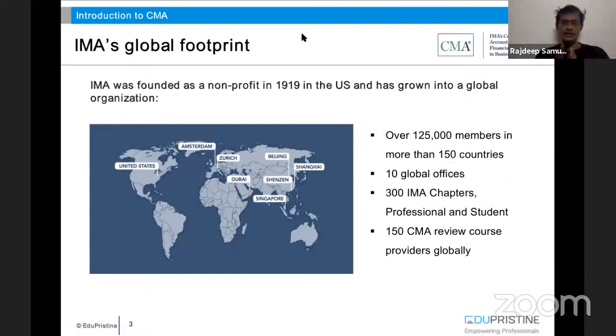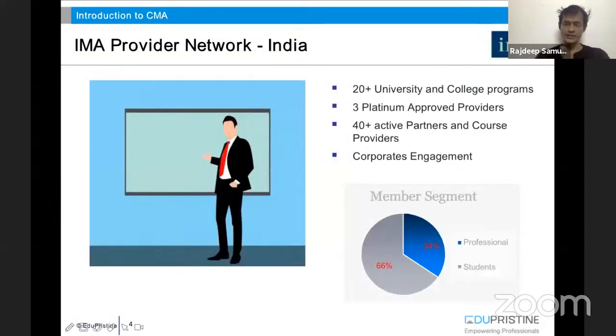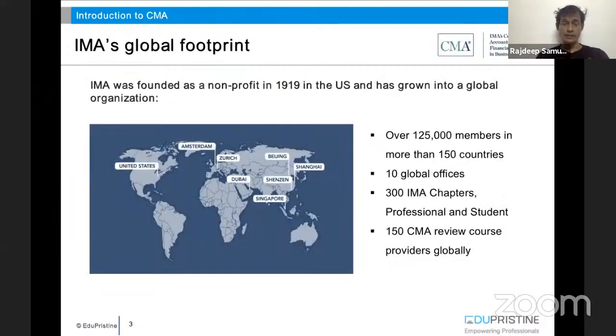Now, CMA obviously is an exam by the IMA, the Institute of Management Accountants. It was founded as a non-profit organization in the US. A quick background of what the degree is and where it comes from. Obviously, it has alliances with the US. 125,000 members in over 150 countries, 10 global offices.